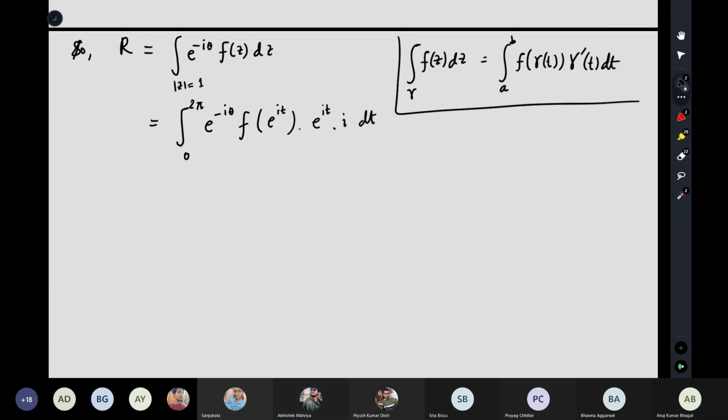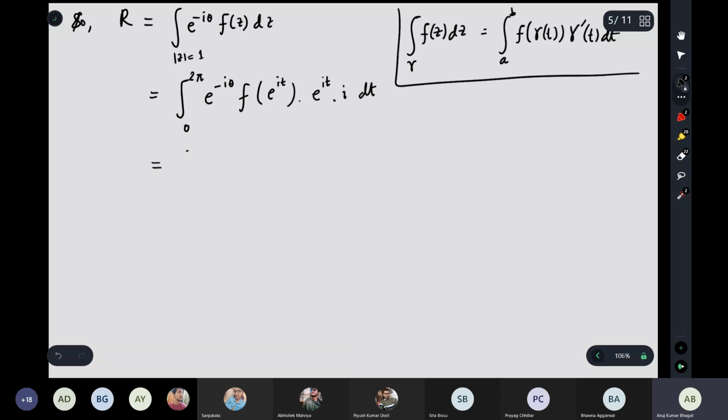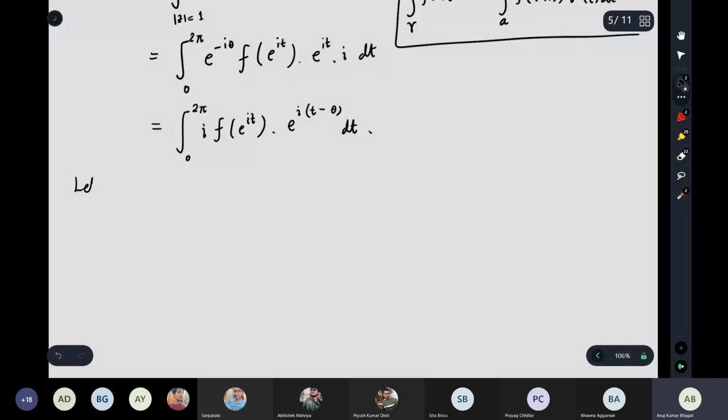Yes, correct. So you can just write this as 0 to 2 pi, the integral of f of e to the power it times e to the power i(t minus theta) dt. Remember, theta is a fixed angle. So let g(t) equal f of e to the power it. Then this is a real valued function of t. It is obvious why it is real valued, because f is real valued. Whatever you put inside f, you will get a real number.